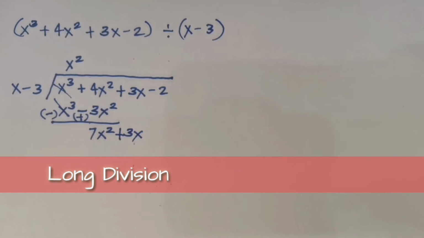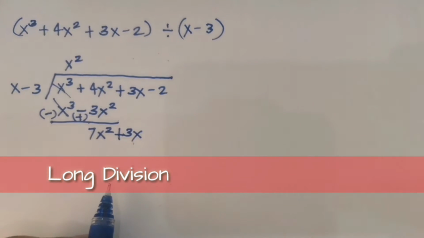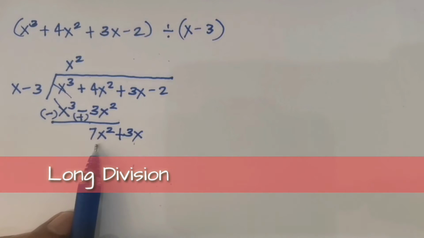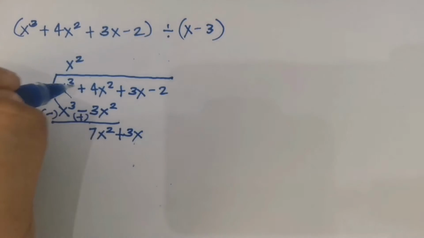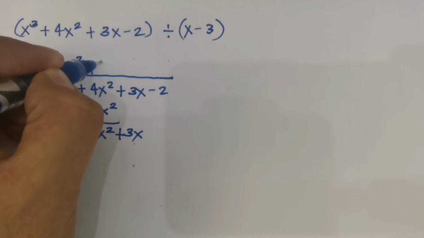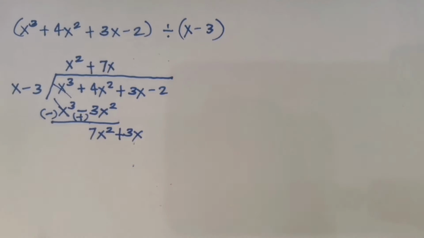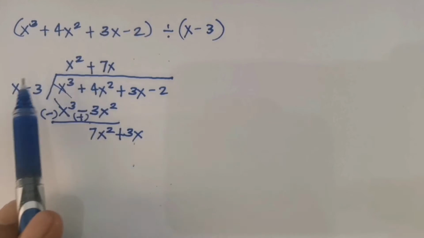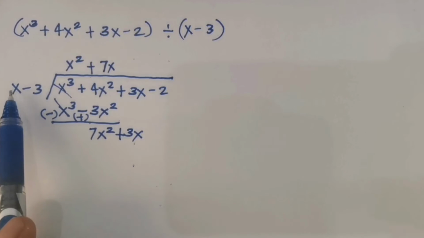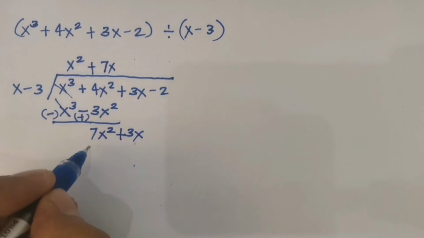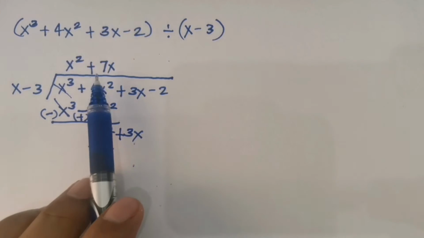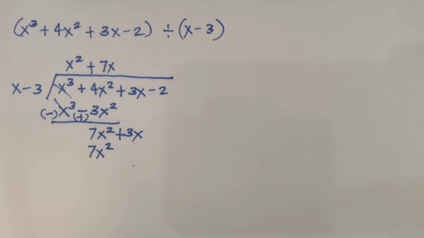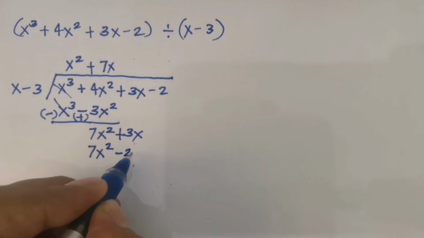Then after that, we will go back to the first step, which is we divide the first term by the first term of the divisor. 7x squared divided by x is positive 7x. Next step, multiply. 7x times x is 7x squared. Multiply again 7x by negative 3. It will be negative 21x.